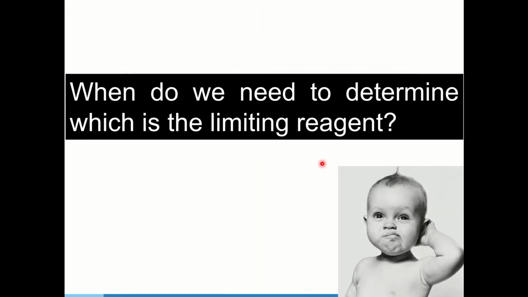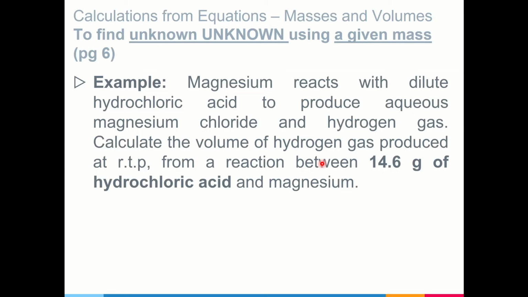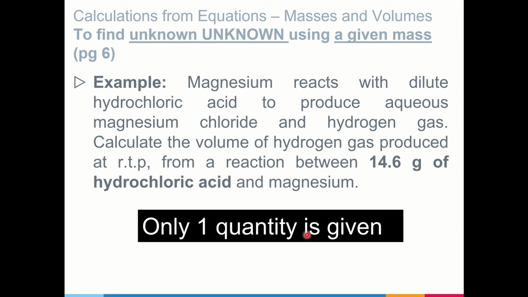The question will not tell you this is the limiting or this is the excess, because you are required to compare and identify. Previously, look at your notes, you were only given one value. So there's no way you can identify the limiting reagent, because you're only given one value. Limiting reagent questions will give you two values that you need to identify.